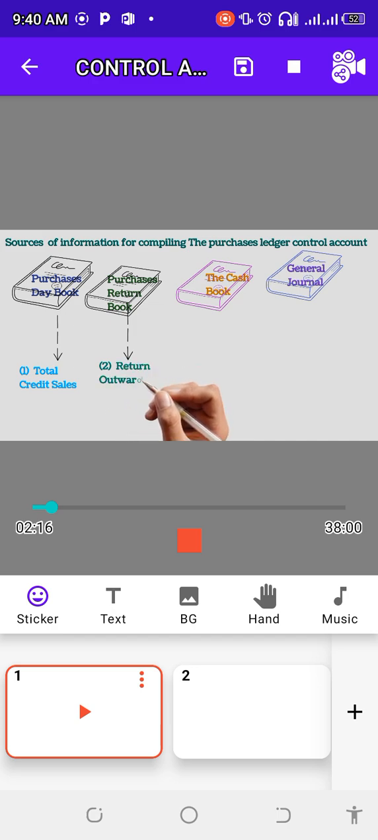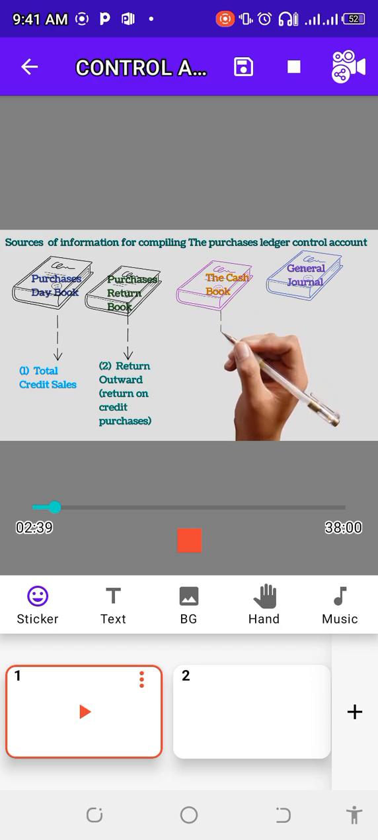The next thing, number two, is the return outward journal. The return outward journal gives us information about purchases return. So the second item for purchases ledger control account is return outward, or purchases return, or at times called return on credit purchases.